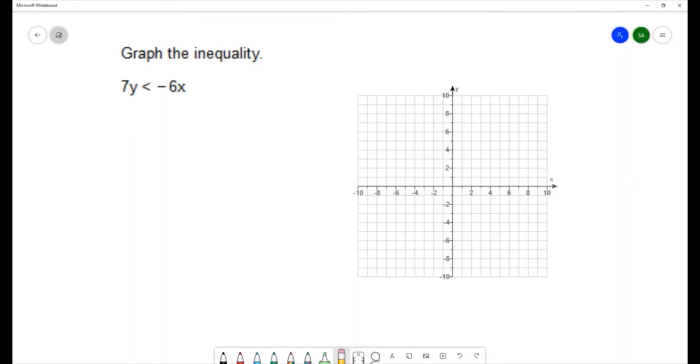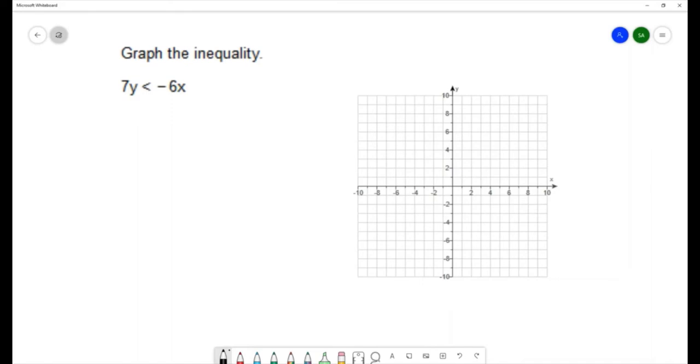We want to graph the inequality 7y is less than negative 6x. Whenever we have an inequality with two variables, we're going to graph that inequality to represent the ordered pairs that are solutions to this inequality. We're going to start by graphing the boundary.